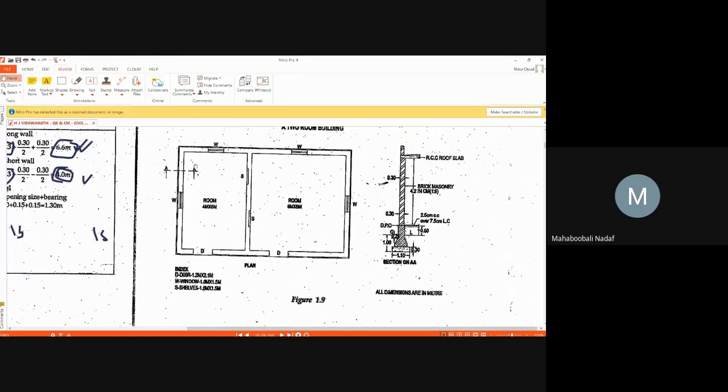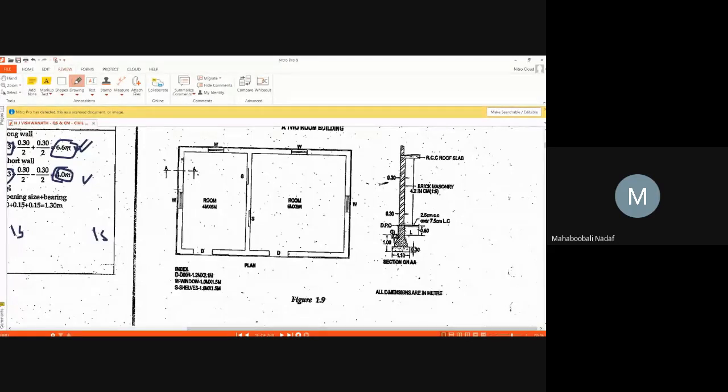Now, 4 windows: 1, 2, 3, 4. 2 shelves: 1, 2. 2 doors: 1 and 2. Their dimensions are given. So now we'll start with the first one. What is the center to center of this total length? Can anyone calculate it? I will tell. Concentrate here.